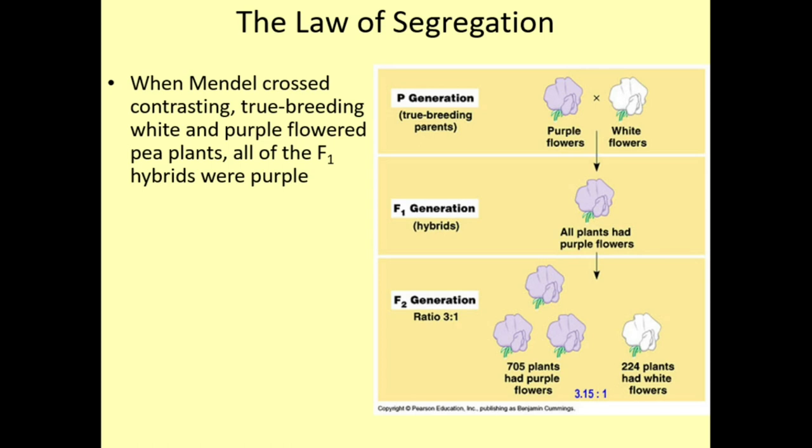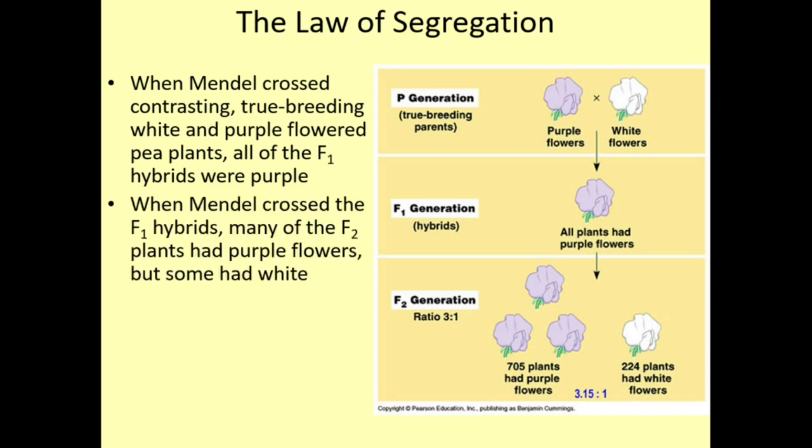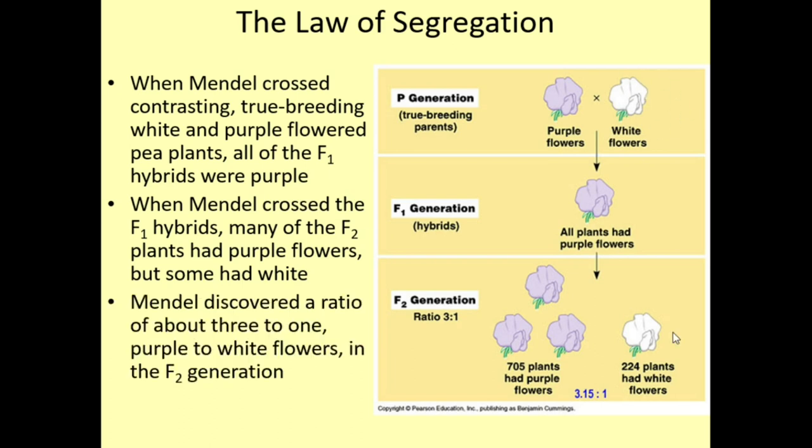But thankfully, Mendel didn't stop there. What he then did was he took the F1 hybrids, so all of these purple flowered plants, and he crossed them with each other. And he got his F2 generation, and what he noticed was that some of the plants had purple flowers, but some had white again. Some were white, as in the original true breeding white flowered pea generation. This was consistent over and over and over again.